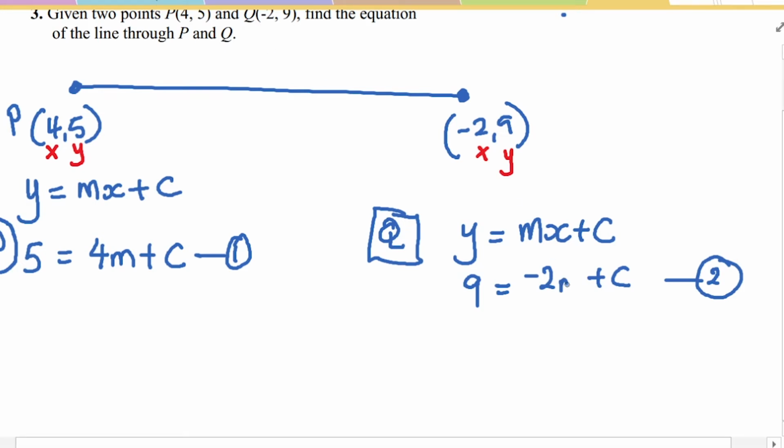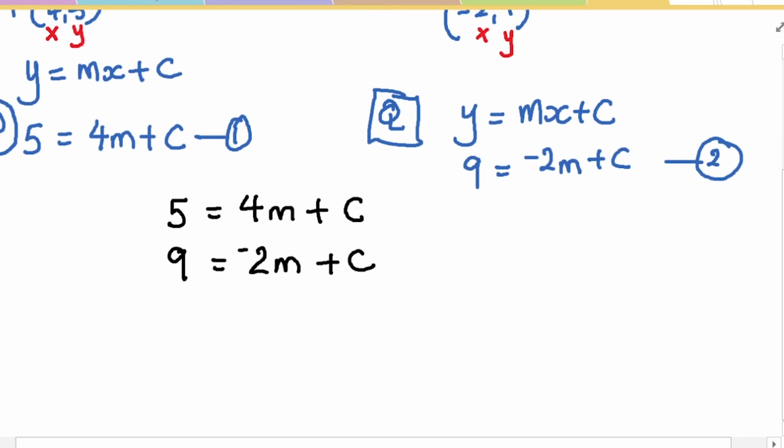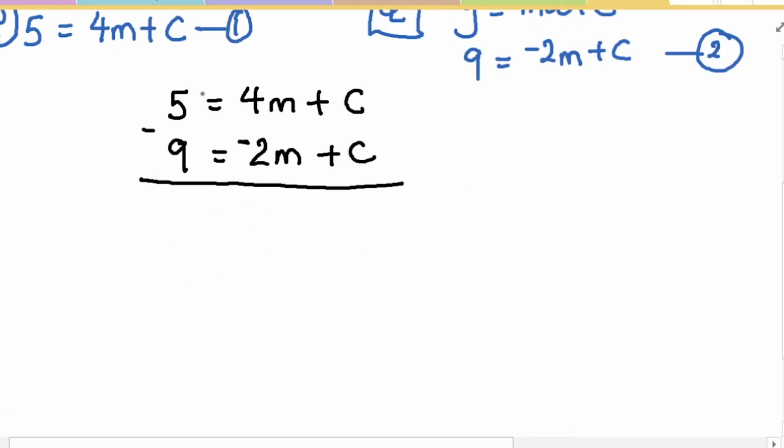So you realize that we have two equations, equation 1 and equation 2, and we simply solve them simultaneously to find the values of m and c. So this is 5 is equal to 4m plus c. That's the first equation. Then we have 9 is equal to -2m plus c. Those are two equations. As we're using the elimination method here, it's going to become 5 minus 9, which gives us -4.